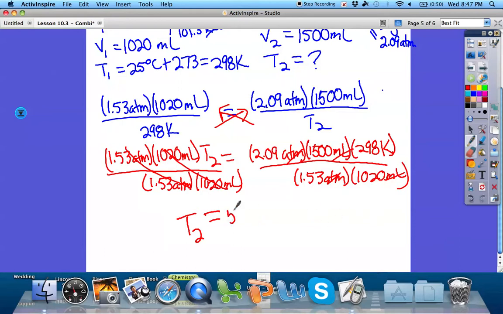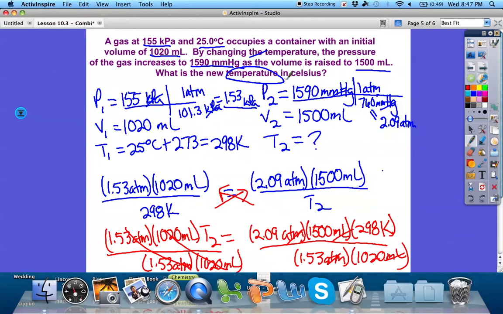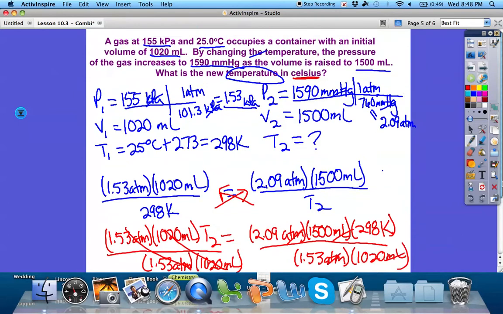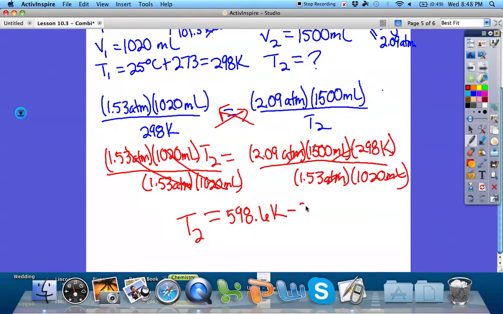And you should get 598.6 Kelvin. But in the problem, it asks us to find the new temperature in Celsius. So now we've used our temperature in Kelvin in our equation, and now we need to subtract 273 to get our temperature in Celsius, which you should get 325.6 degrees Celsius. And in sig figs, that would be 326 degrees Celsius for your final answer.